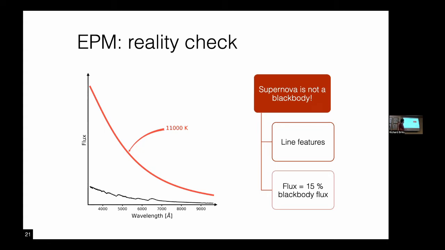These dilution factors were computed in early times, meaning the 1990s. One did some radiative transfer simulations for a standard type 2 supernova and derived such a dilution factor, and that was then applied to all type 2 supernovae when doing EPM, but not all type 2 supernovae are the same. It's 15% of the flux of a black body at that temperature and with that photospheric size.